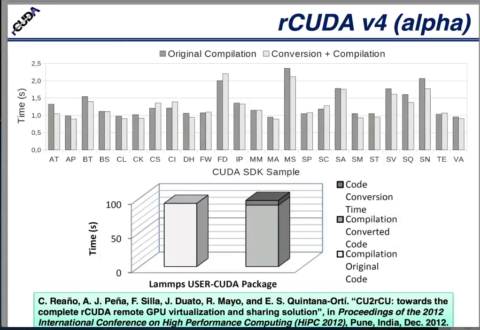Okay. Here we have numbers for the conversion and compilation steps versus the original compilation. The upper plot is for the SDK examples from CUDA, and the bottom plot is for the GPU CUDA package of LAMMPS, which has over 14,000 lines of code. So our conversion and compilation steps are pretty similar to the original compilation in terms of compilation time.